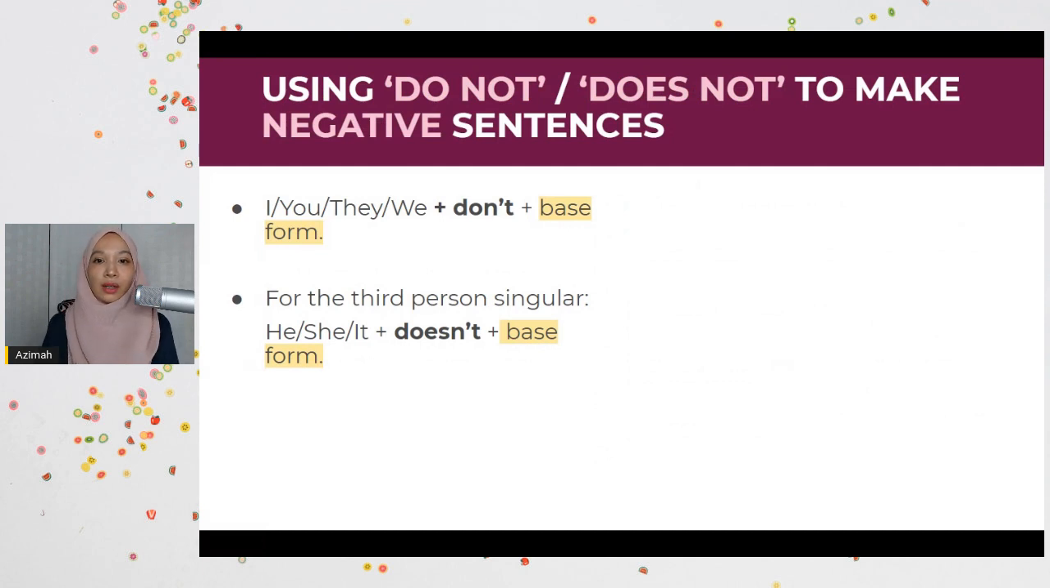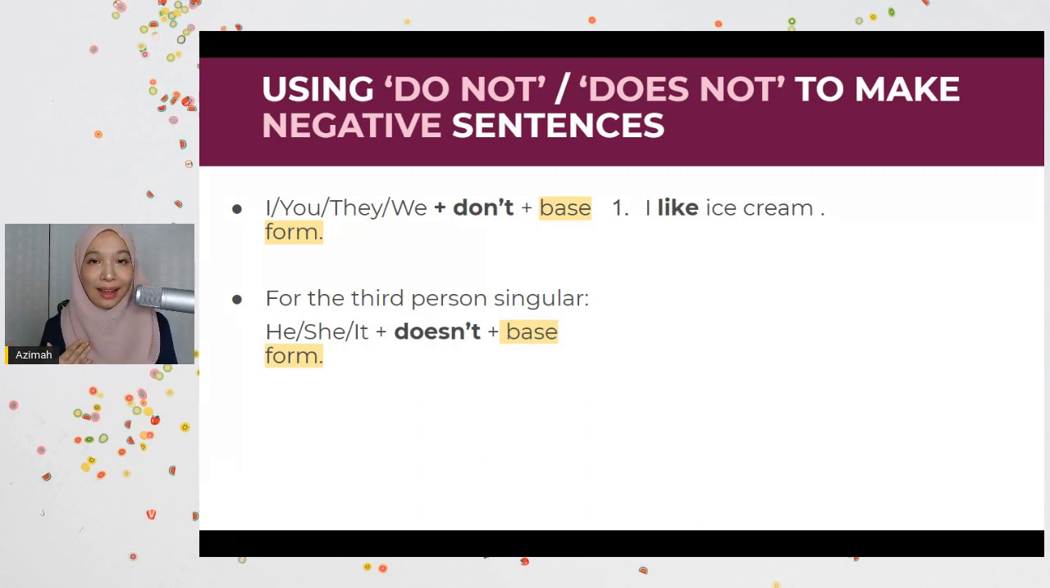Okay. Right. So you would use the auxiliary verb, the helping verb, to make negative sentences. So you would use do not or does not. If it's I, you, they, we, it would be don't or do not, and then the base form of a verb. If it's the third person singular, like he, she, or it, it would be doesn't or does not plus the base form of a verb. So you're going to take a look at these examples, and I'm going to highlight the verbs. I'm going to say the positive statement first before I turn it into a negative statement.